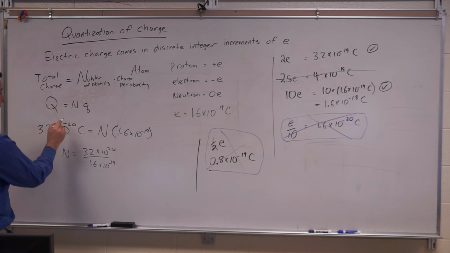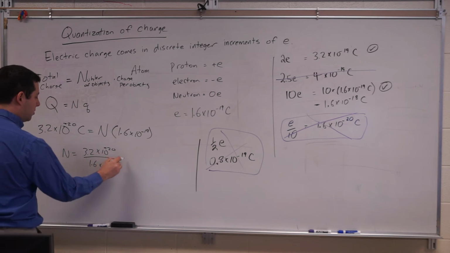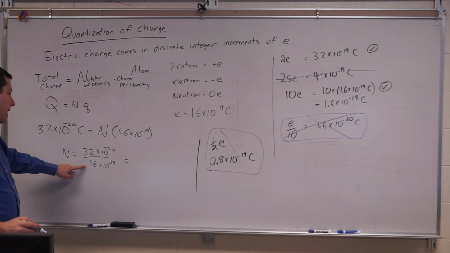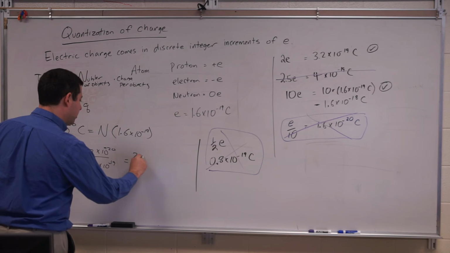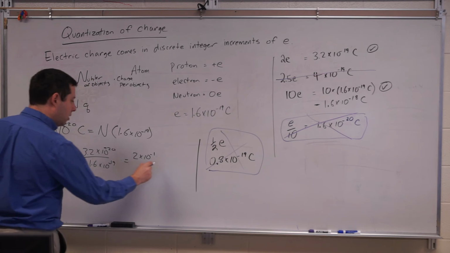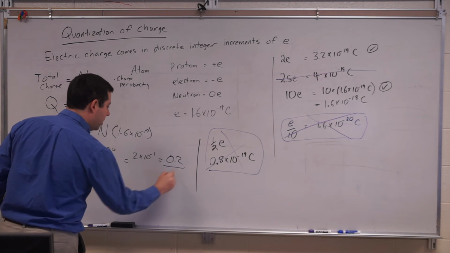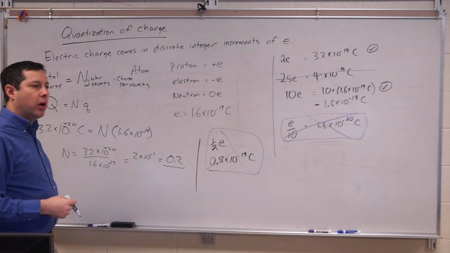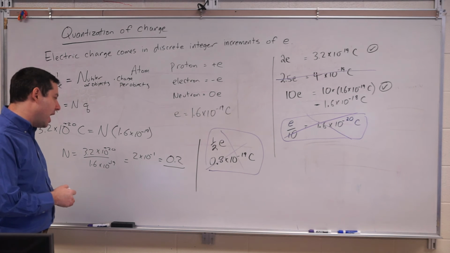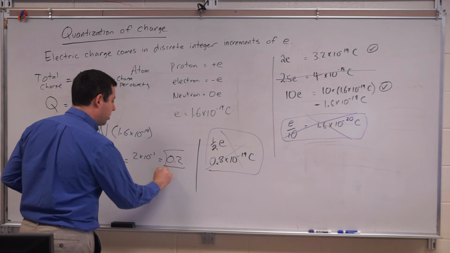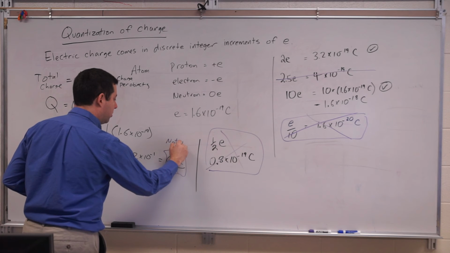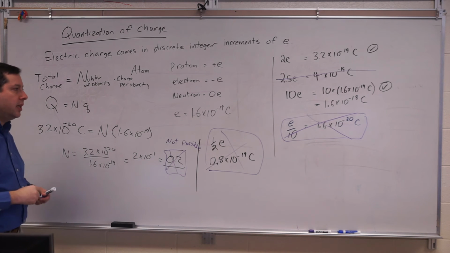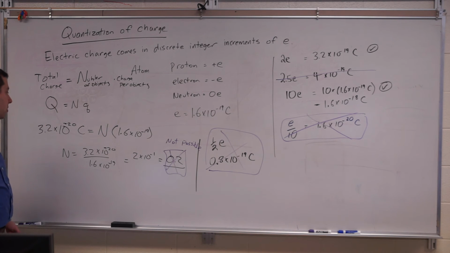Oh, I'm sorry, I meant to make that a negative 20. Otherwise that won't work. So 3.2 times 10 to the negative 20th divided by 1.6 times 10 to the negative 19th should give you 2 times 10 to the negative 1, which is 0.2. It's telling you that you would have 0.2 or 20% of a proton. So that is not a valid number. It does not work. Not possible. So you can only have the discrete integer amounts.